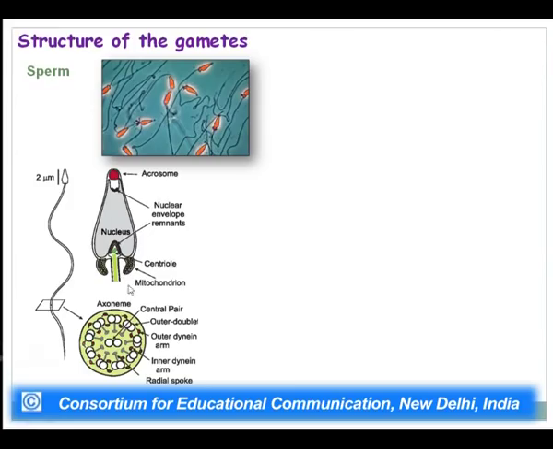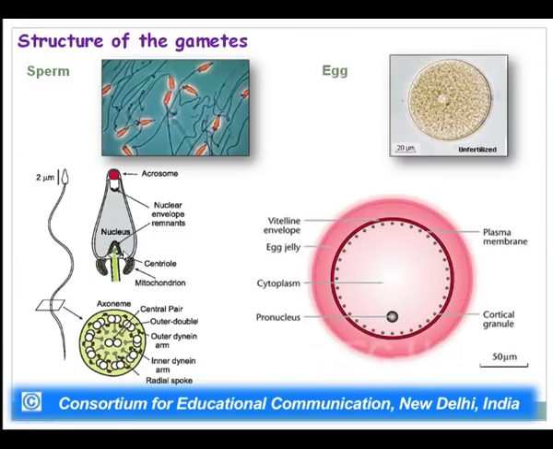An important feature in the sea urchin sperm is the presence of an actin filament. Between the nucleus and the middle piece, there is an actin protein which is present in the sea urchin sperm.